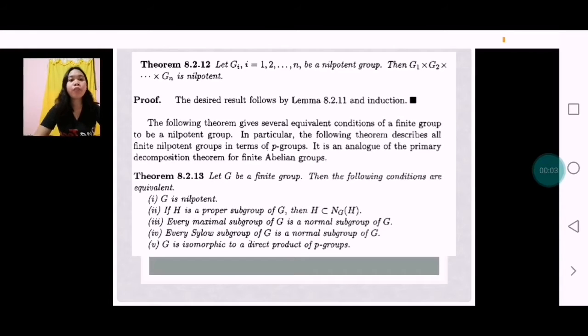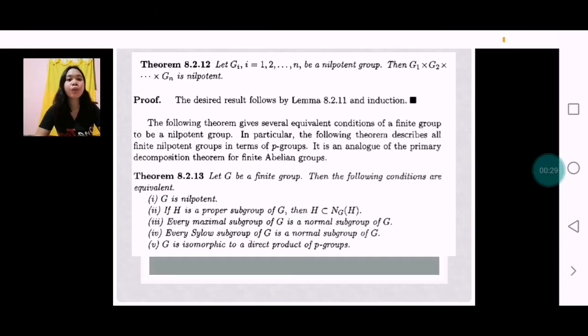Let's start from the first theorem, Theorem 8.2.12. Let G_i, where i equals 1, 2, and so on to n, be nilpotent groups. Then G_1 × G_2 × ... × G_n is nilpotent. Proof: the desired result follows by Lemma 8.2.11 and induction.